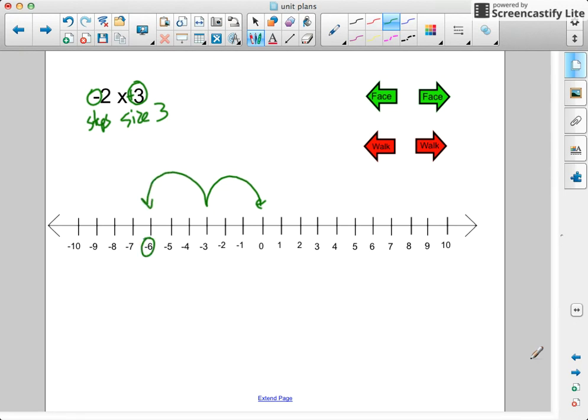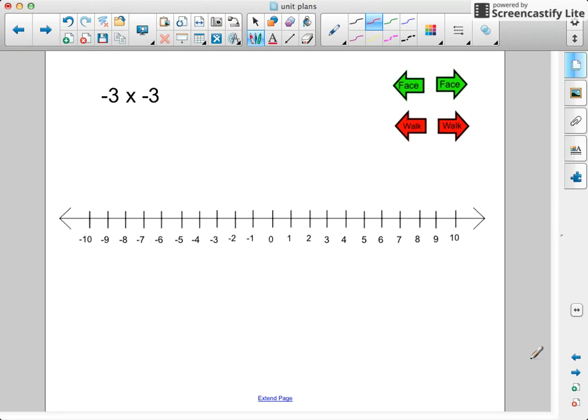So I end up at negative 6. I could have said 3 steps, each of size negative 2, and if I did that, I would have been facing the positive direction, but walking backwards. And you can see that gets me to the same place.